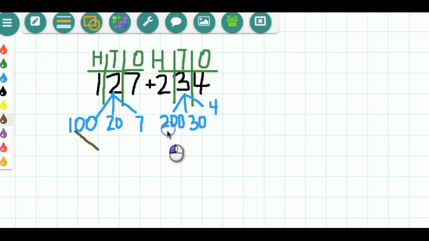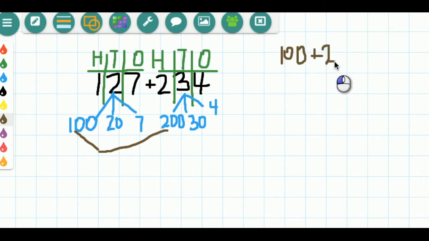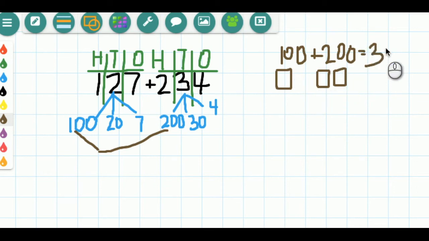So we're going to go 100 plus 200. If you're not able to do this in your head, you can do it off to the side. 100 plus 200. And you can draw it out in place value blocks. Hundreds are squares. So we're going to write 100, and then for the 200s, we're going to draw out 200s. Count all your hundreds together, and you've got 1, 2, 3. 300.